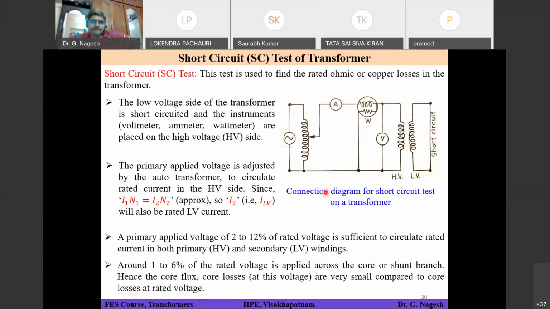Is it clear? Whether you connect on the LV side or the HV side, your losses are going to remain the same. Core losses will be the same whether you perform the test on the LV side or HV side. In the short circuit test also, connecting instruments on the HV side or LV side, your losses will be the same. Losses are not going to be affected. It is only for your safety and availability of instruments that we connect in this fashion.